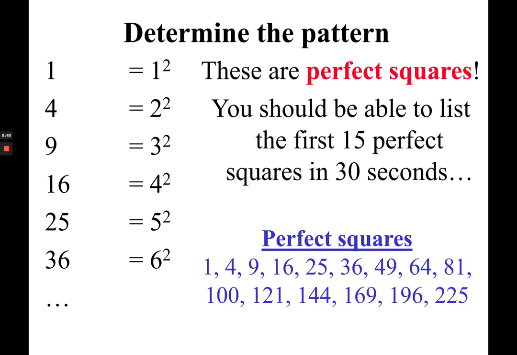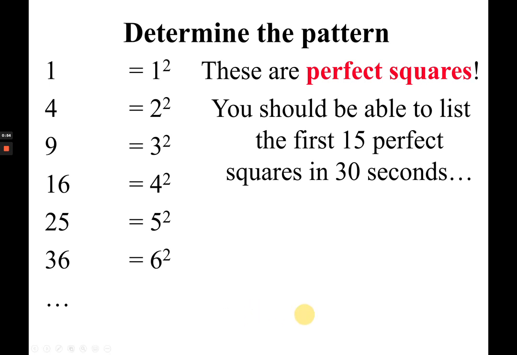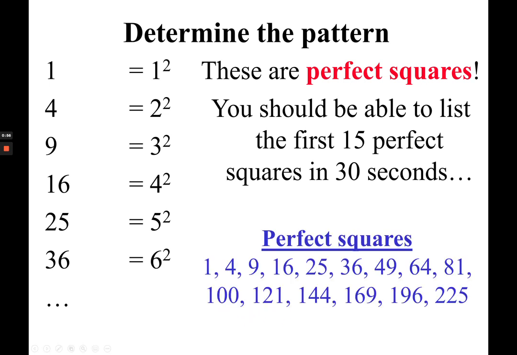You should be able to list the first 15 squares in 30 seconds. You may need them later on during the work. The perfect squares are 1, 4, 9, 16, 25, 36, 49, 64, 81, 100, and so on. And there's more. There are infinite.